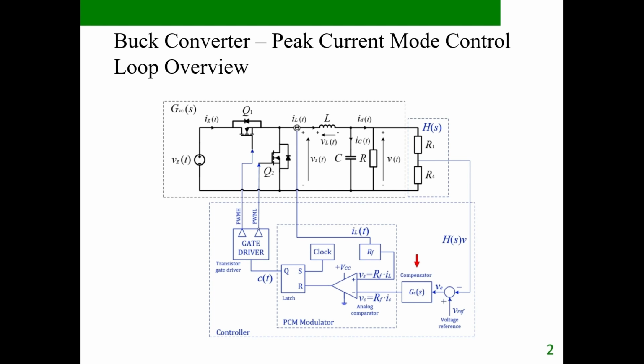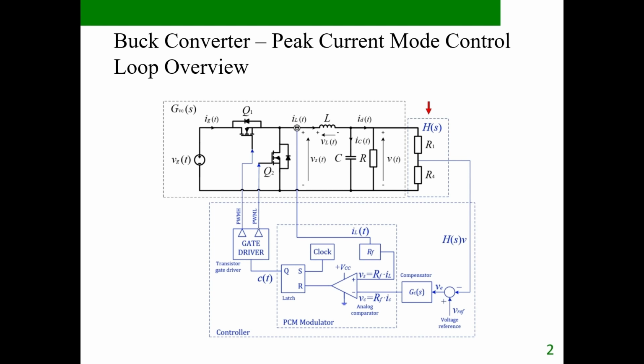The output of the compensator does not directly command a duty cycle. Instead, it feeds into the peak current mode modulator, where it defines a peak current command. The peak current mode modulator generates the PWM control signal, which is then passed to the gate driver. The gate driver produces complementary PWM signals to drive the MOSFETs of the synchronous buck converter. Finally, the resulting output voltage is fed back through the resistor divider, closing the control loop.